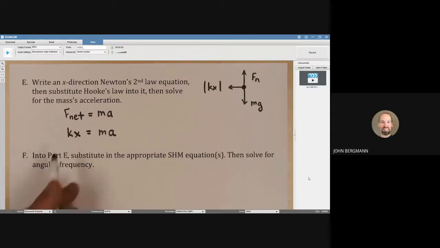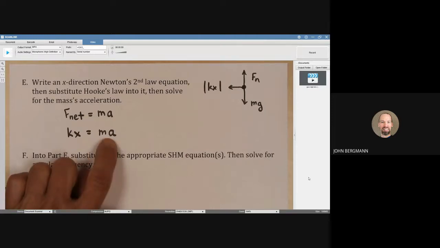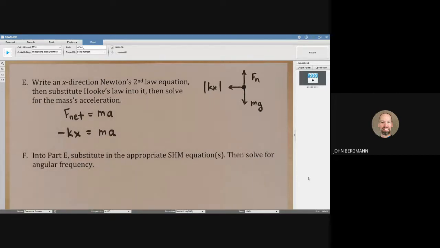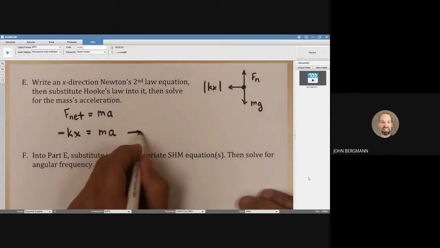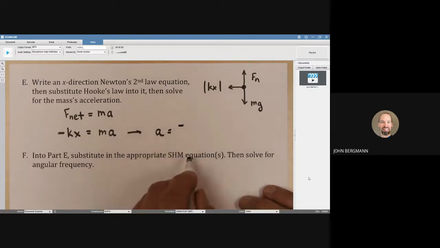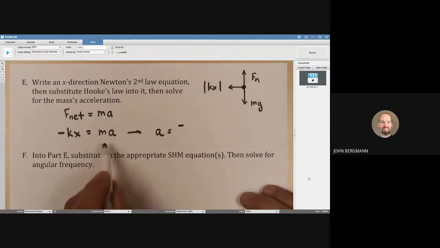What we need to do here is put a negative sign in there somewhere. If this thing is displaced to the right, then x is positive. Well, that means that the force is going to be directed to the left, which means the acceleration will be directed to the left, which is negative. So there has to be a negative sign in here somewhere. Doesn't matter where. And then let's solve it for the mass's acceleration. So this acceleration is going to be the opposite of... did I do that right? Put that down there. a equals negative kx over m.